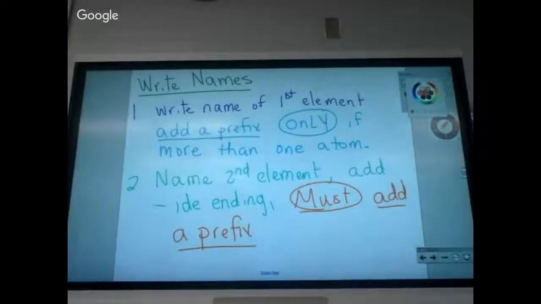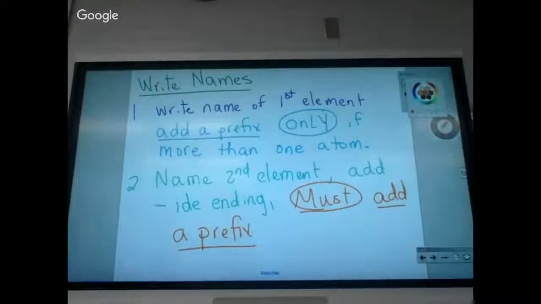Now, did I say anything about looking at an oxidation number? No. Doesn't matter what their oxidation numbers are. We're not going to look up oxidation numbers. All we need to know is how many atoms there are. So this is more about atoms. Correct.